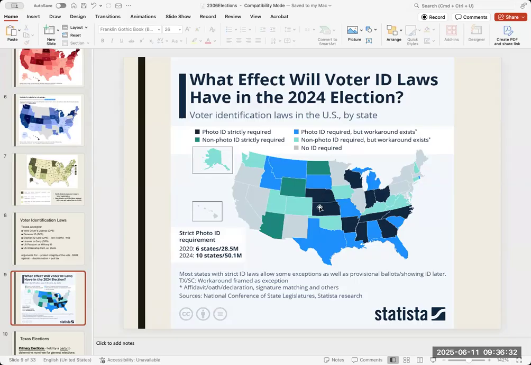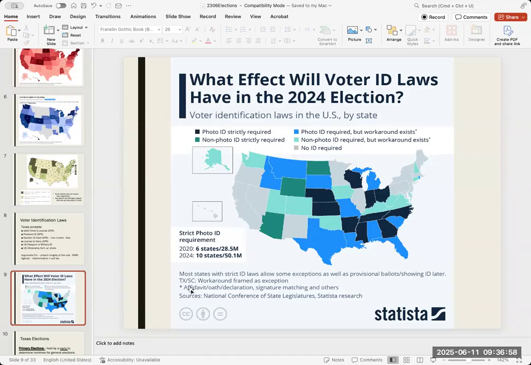You can see about 10 states in 2020 or 2024 had a very strict voter ID law. If you didn't have an ID, you could not vote. That increased. It actually went up from 2020 to 24. 4 additional states passed those laws. So about 50 million potential voters would be subject to those laws. But in Texas, there is a workaround.